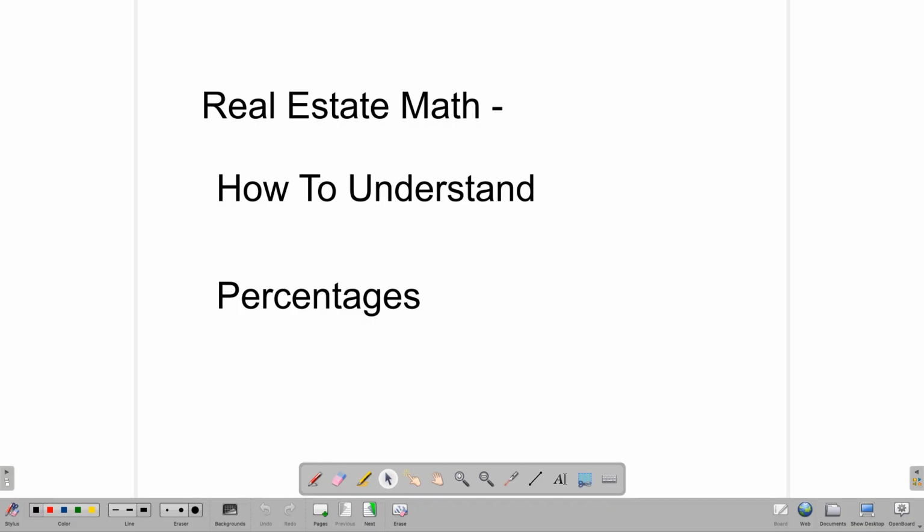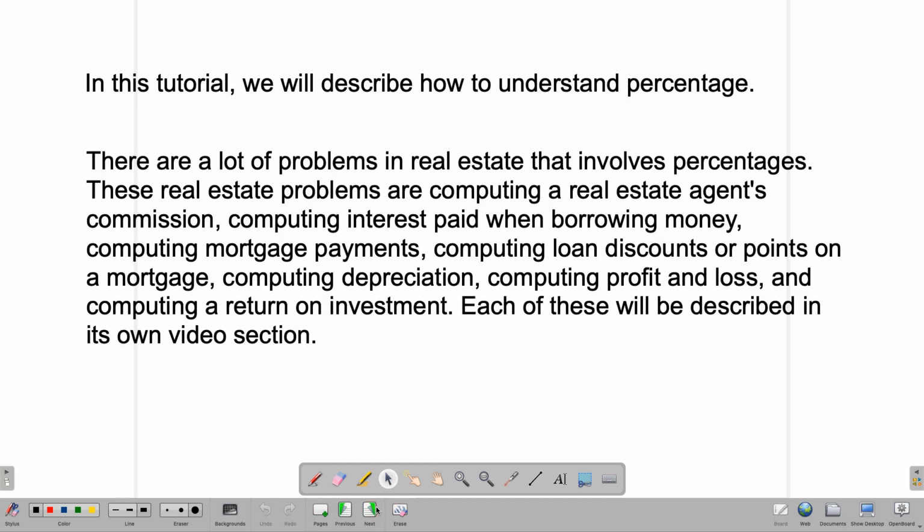Real estate math. How to understand percentages. In this tutorial, we will describe how to understand percentages. There are a lot of problems in real estate that involve percentages.